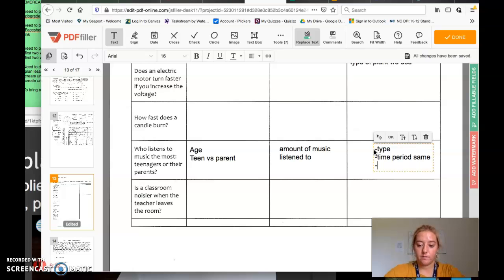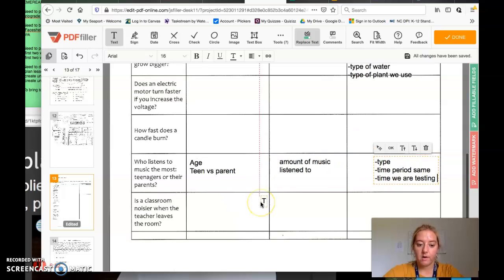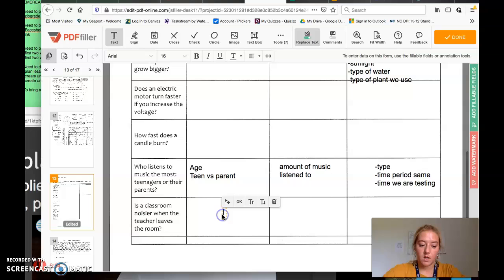So are you measuring how much music they listen to over an hour, a day, a week? And then the time we're testing. So if we're testing for only an hour, are we testing at an hour where adults would not be up? Is it 3 a.m.? Is that maybe why? Because adults are sleeping while teenagers are awake? Who knows? So those are some things we want to keep consistent.